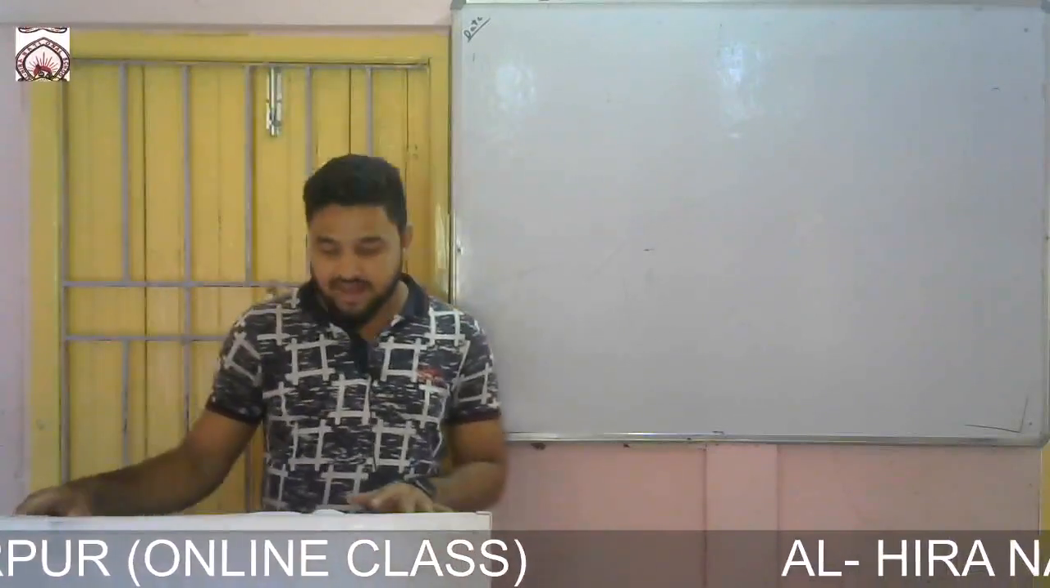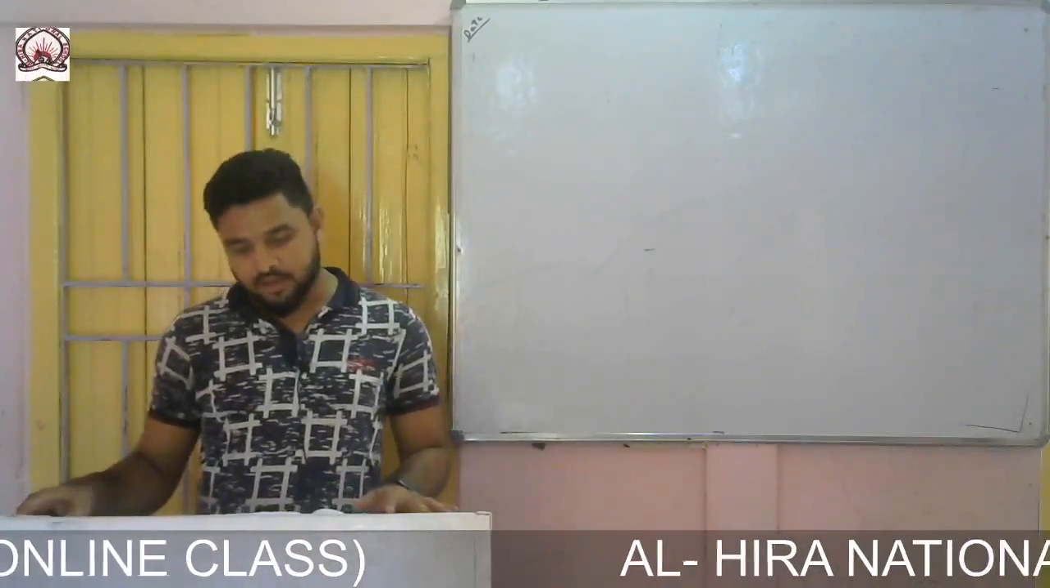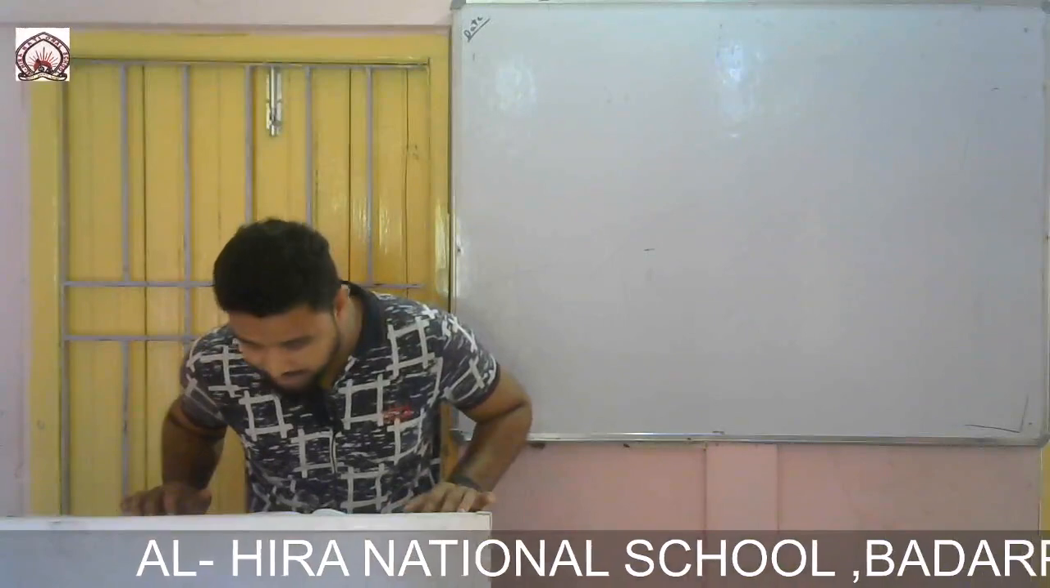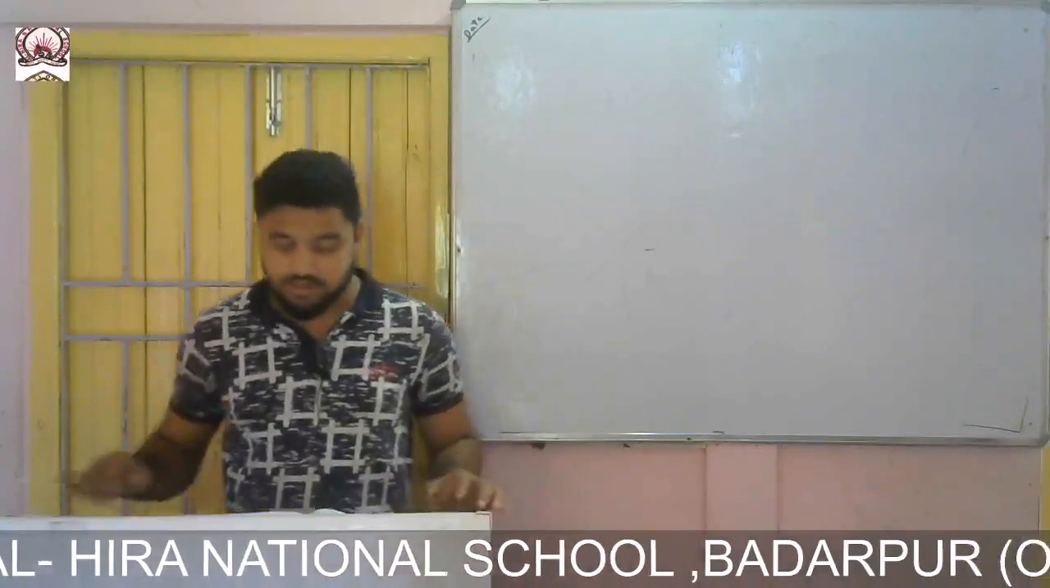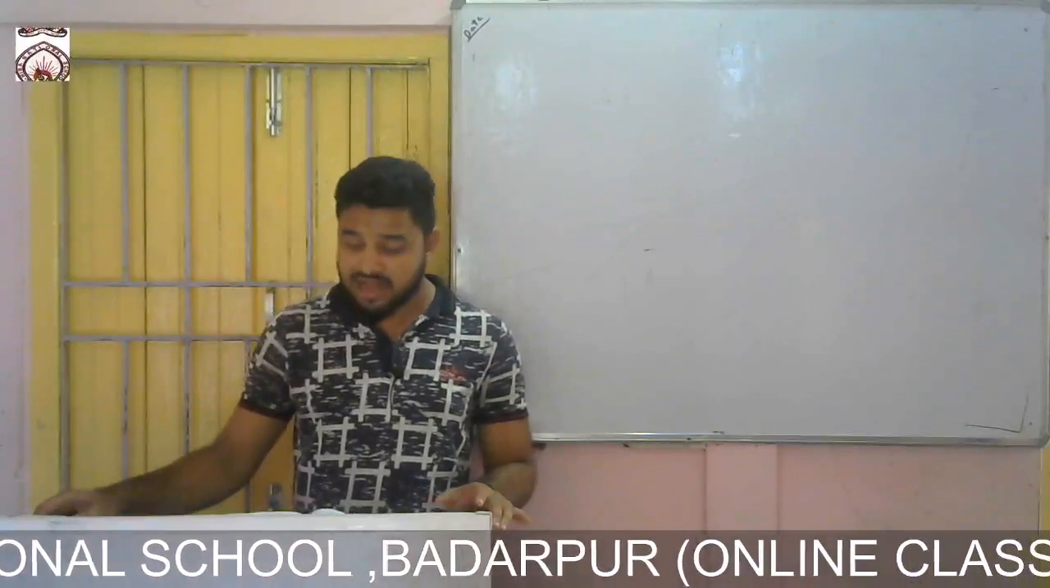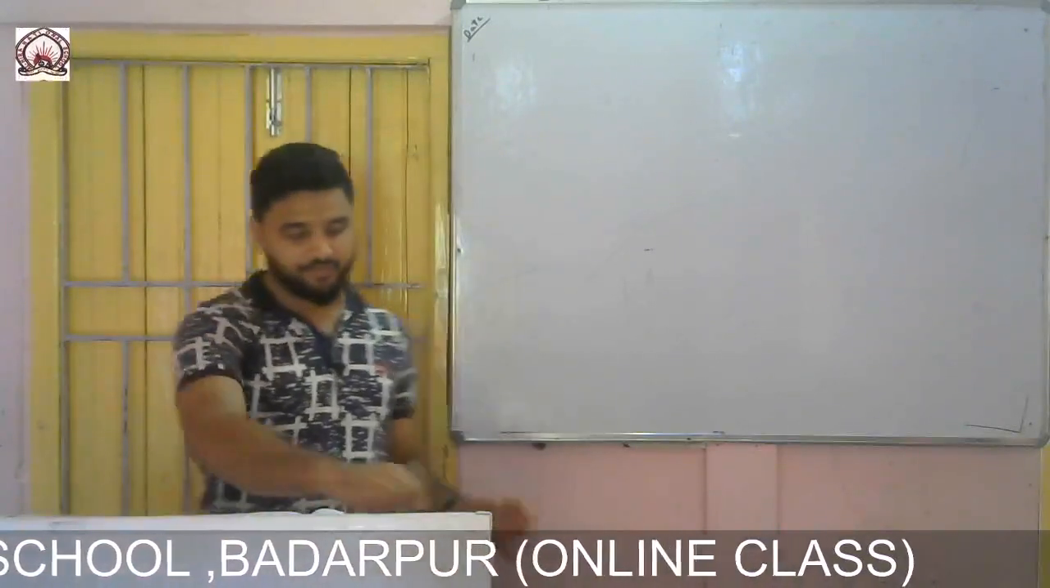So in the last class I have done chapter 7 of exercise 7b up to question number 8, that is 8 Roman 2. Now I shall start from question number 9 of exercise 7b.